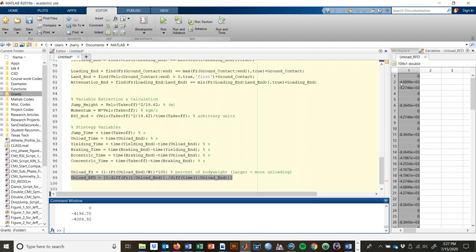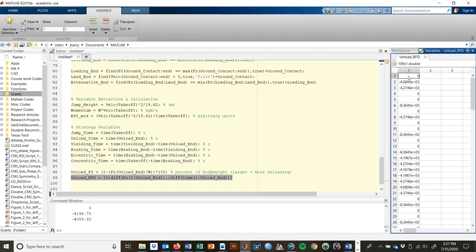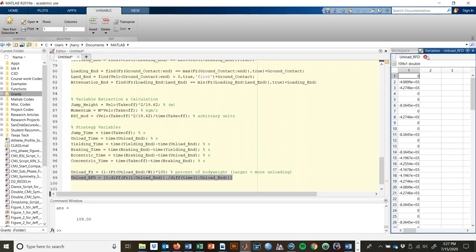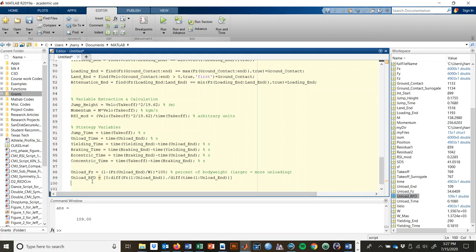There it is. Okay, so what I've done is replace this first data point with a 0 to align it appropriately. And if we're wondering, what in the heck are you doing that for? Because if I did how many data points were at time from 1 to unload end, 109. And so we want the times to match up correctly, or the number of elements to match up correctly.